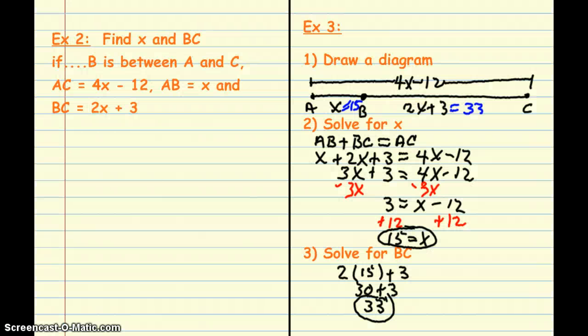Well, it's just those two examples. So there you have it with finding lengths of lines.